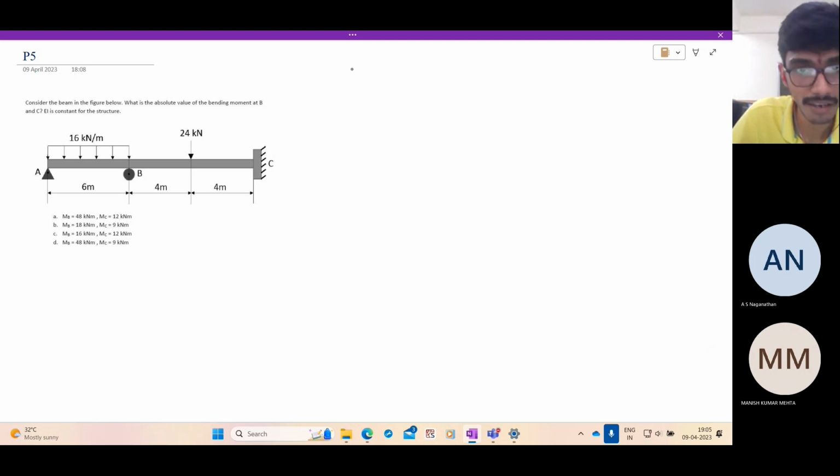Let us start with joint A. At joint A, how many members are connected? There's only one member. Suppose it has a stiffness K. The total stiffness of the joint is also K. So the distribution factor for the member AB at joint A is nothing but 1.